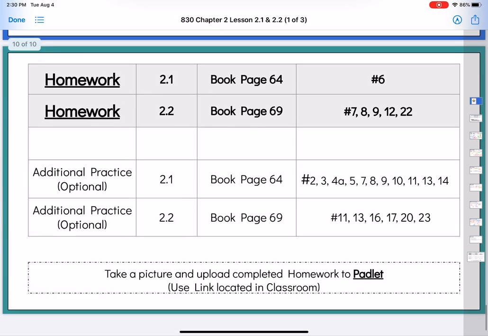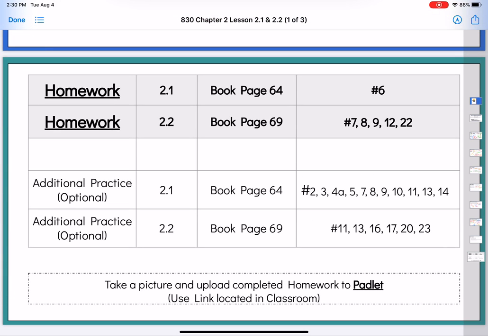All right, now technically we did 2 lessons here, so you do have some homework from each of those pages, or it's only one from 2.1 because perpendicular gets used a lot actually when you start doing complementary and supplementary, so it'll be built in a little bit to those 2.2 problems. So those 2 up there in gray, you have to do those. So number 6 from page 64, and then 7, 8, 9, 12, and 22 from page 69. All of those are your homework for tonight.